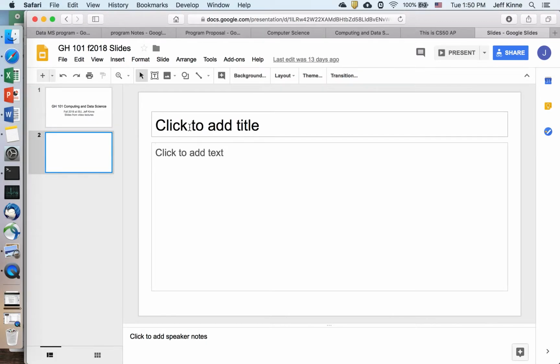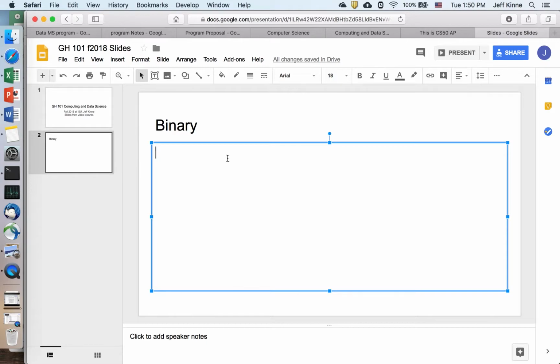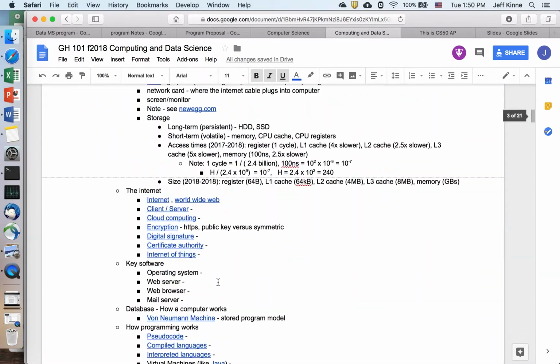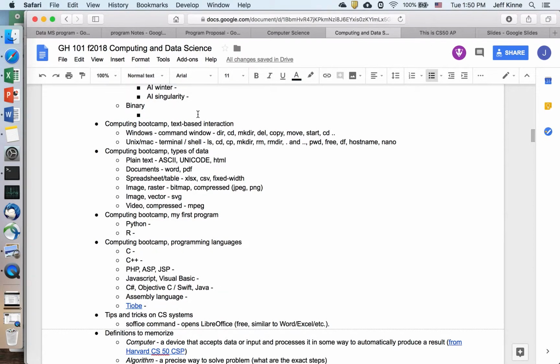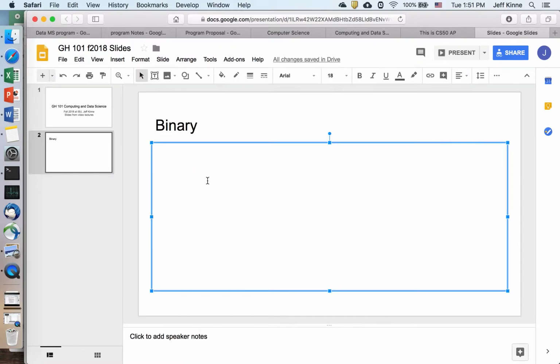Alright, so we can keep track of some things over here. Binary. So we keep notes over here. Here we have binary. The information that we need to know about binary is binary is base 2. Note that normal numbers are base 10. See slides for examples. I'll put more over here.